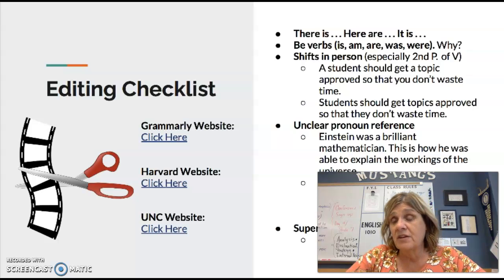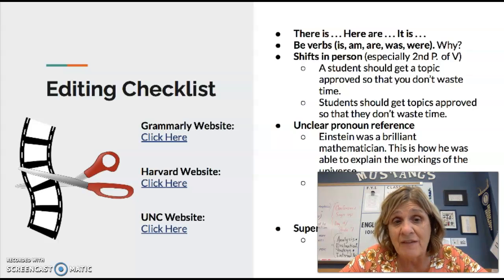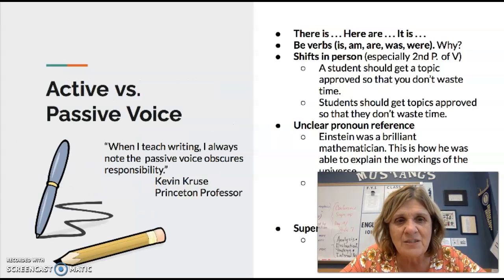The next, on the right-hand side, these are things that drive me insane about essays. So look over those and make sure you don't have those problems in your paper. And then this one, another one, is active versus passive voice.